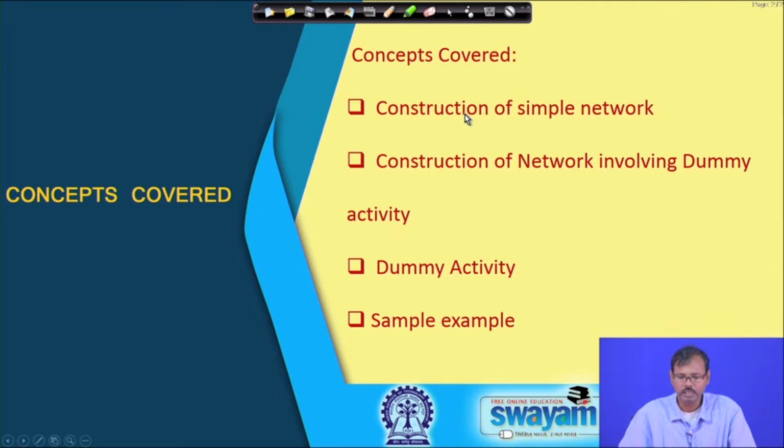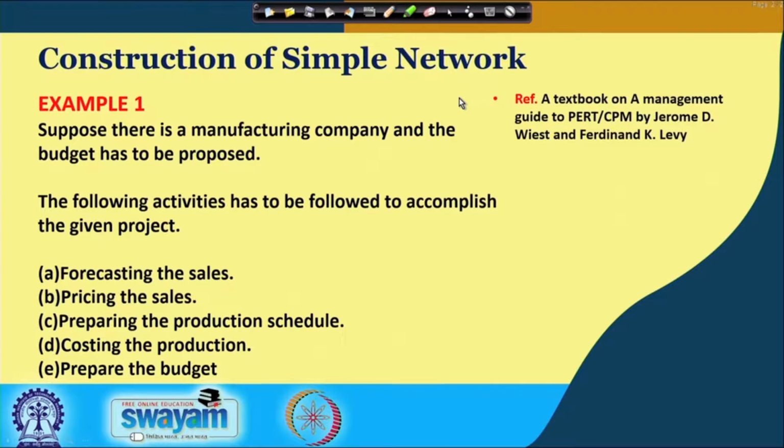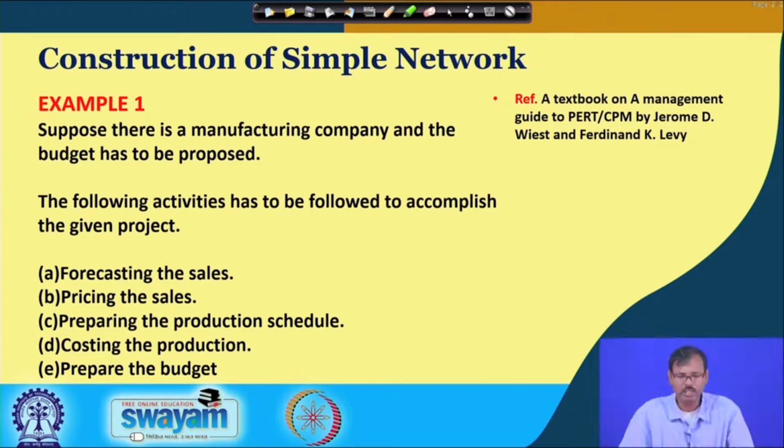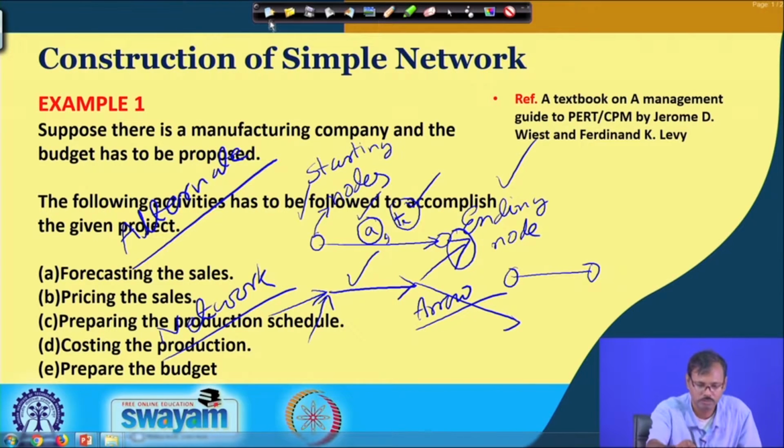In this lecture, the concepts covered are construction of a simple network, construction of a network involving dummy activities, what the dummy activities are, and sample examples. So, let us start the construction of a network with a very simple example. This example is taken from the book of West and Levy, you can follow that book for this example also.